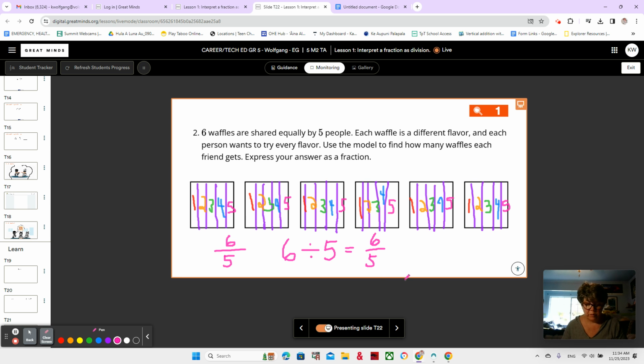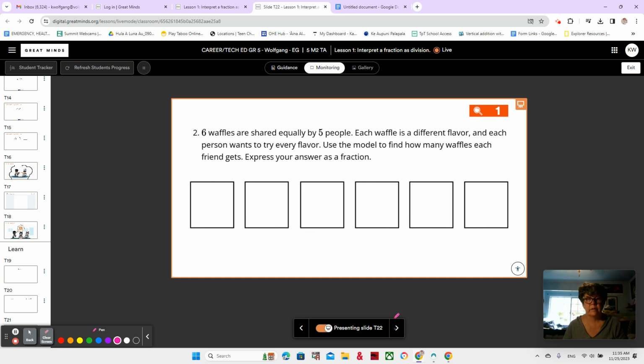Could we also write it the other way? 6 fifths is equal to 6 divided by 5. And that is also fine because we know that the equal sign is like a balance. As long as these two sides are the same, it doesn't matter which order they're in. If you don't have that written down, please pause me and get that written down because I'm going to move on to the next slide.